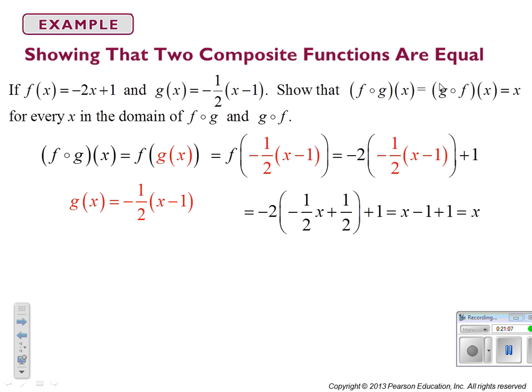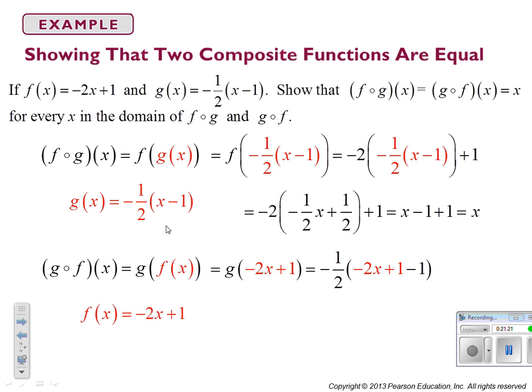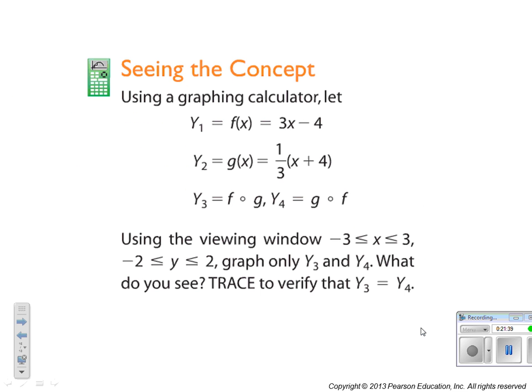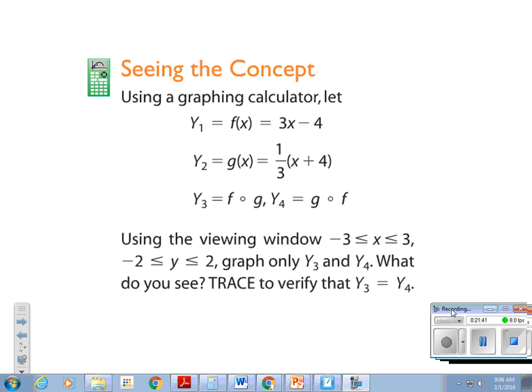So the next thing I'm going to do is find g of f of x. I take my g function, where the x is, I take it out, and I shove in -2x plus 1. I'm going to simplify this: 1 minus 1 is 0. Negative 1/2 times negative 2x: negative and negative give you a positive, and 1/2 times 2 will give you x. And that's it for today's recording.